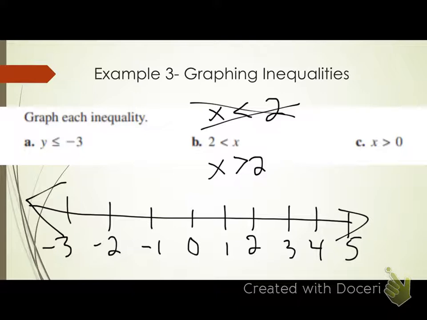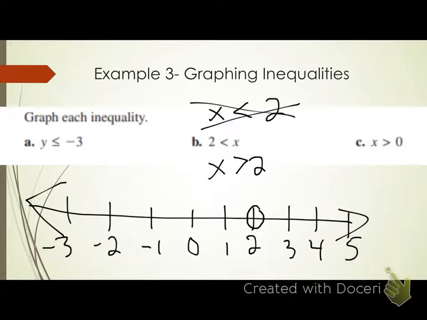So my number that I'm putting my point on is 2. I have to decide if it's an open or closed dot. If you notice on this one, it does not have a line under it. So it's just x is greater than 2. It's not x is equal to 2. So I'm putting an open dot on 2. 2 is not a part of my solution set in this case. It does not equal 2.